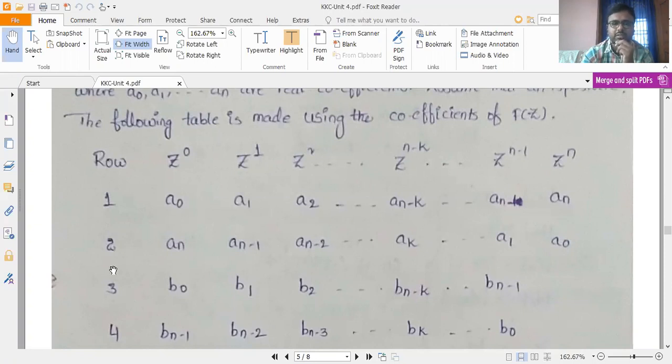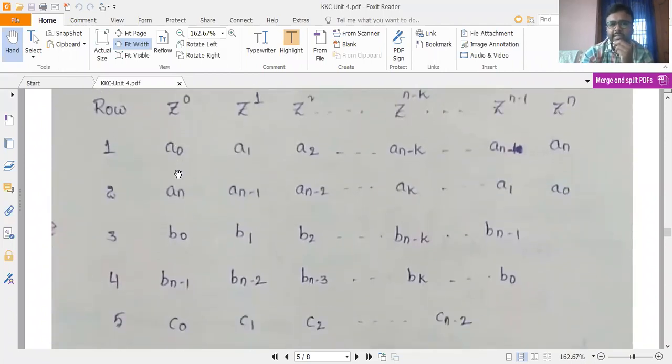While coming to the second row, it has to be reciprocal to this first row. So the second row is going to start from an. That means this an is going to be placed here. An minus 1 is the second value, an minus 2 is the third value, and so on up to a power k, a1 and a0.